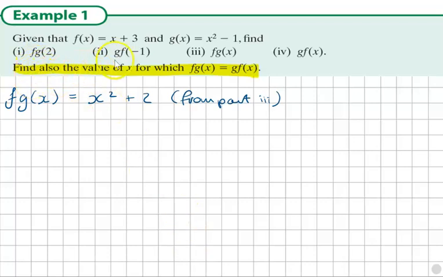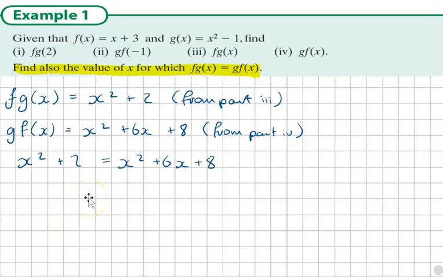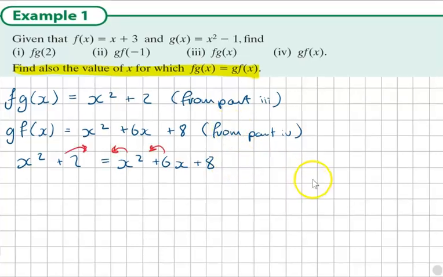Find also the value of x for which f after g of x is equal to g after f of x. So f after g of x is equal to x squared plus 2. So we work that out in part 3. And g after f of x is equal to x squared plus 6x plus 8. We work that out in part 4. So we're going to let them equal to each other. So we have x squared plus 2 is equal to x squared plus 6x plus 8. And then we're going to solve for x.